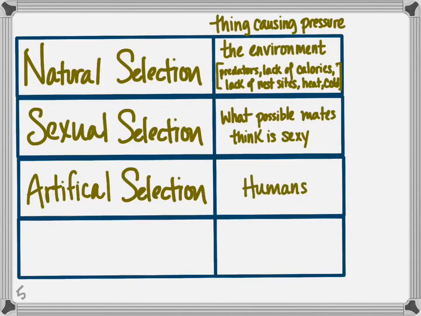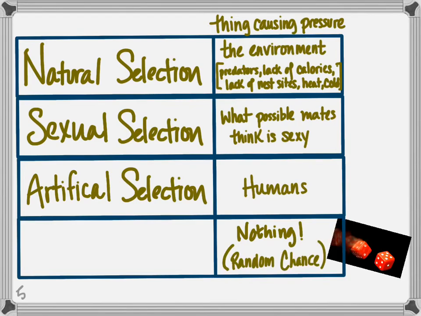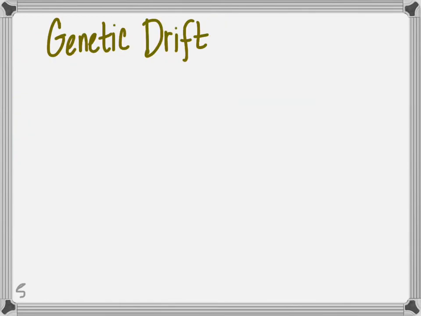What if nothing is exerting selective pressure? What if there's no real survival advantage to any version of a trait? Potential mates don't think any version of the trait is particularly sexier than another. And humans aren't selecting for any version of a trait. Huh. Well, then it's all up to random chance. Just roll the dice. It's called genetic drift.